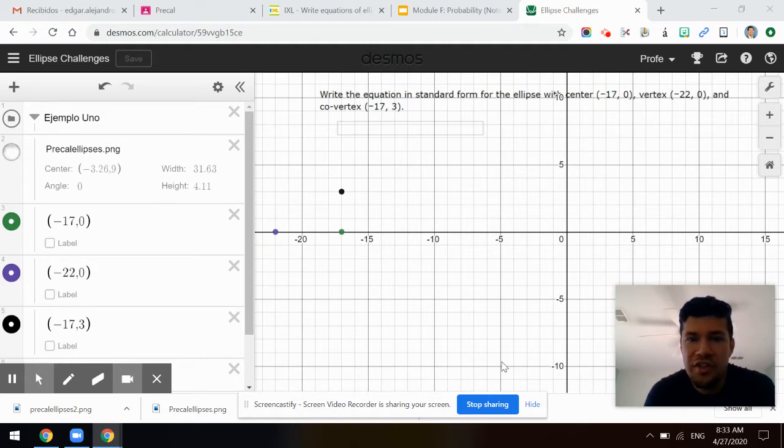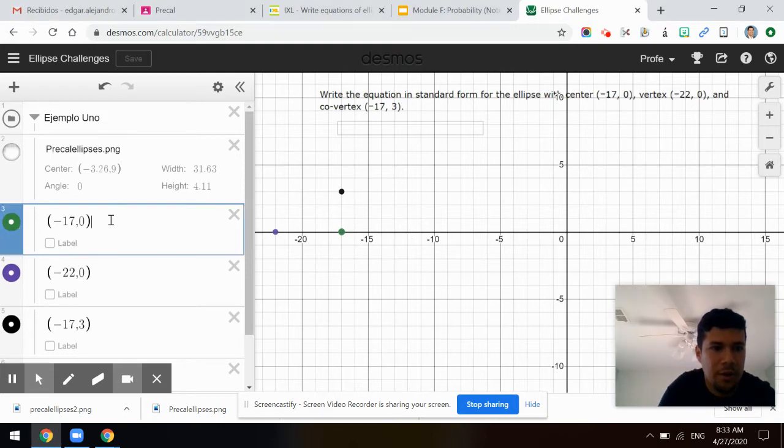When we look at this challenge, I've already plotted this information. I can plot these points on Desmos. First thing I'm going to look at is the vertex. It looks like one of the vertices of this ellipse is 1, 2, 3, 4, 5 units away, which means that if I go 5 units to the right, I'll get my other vertex. So 1, 2, 3, 4, 5. That's at the point (-12, 0).